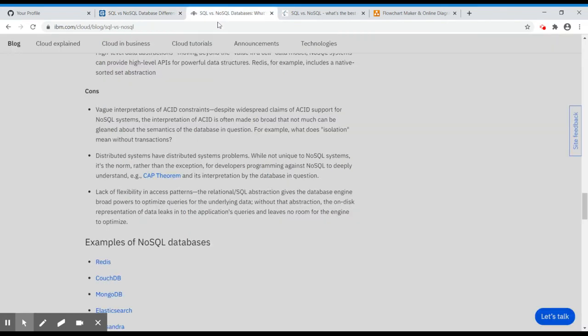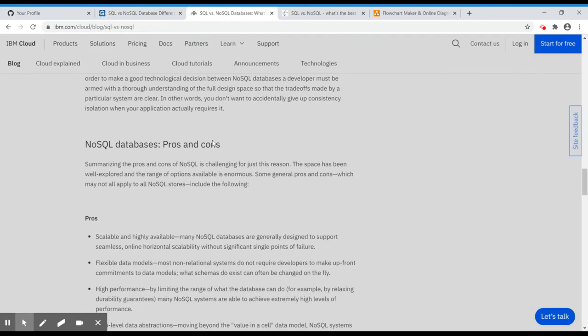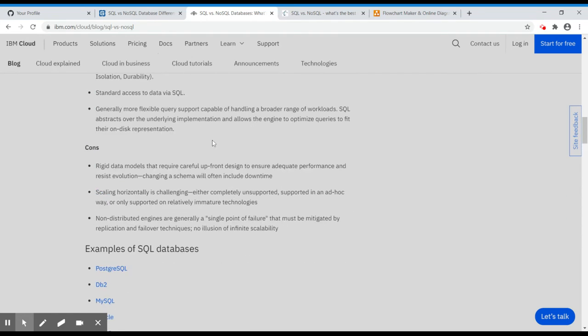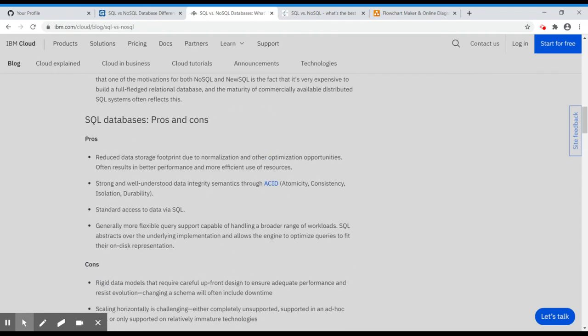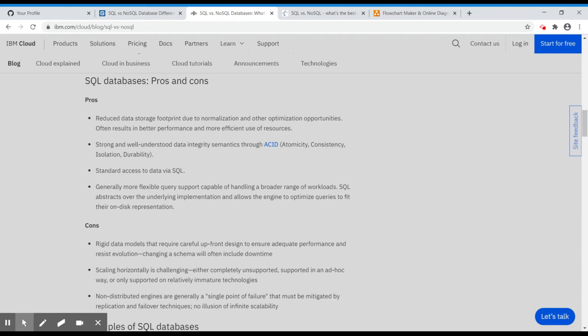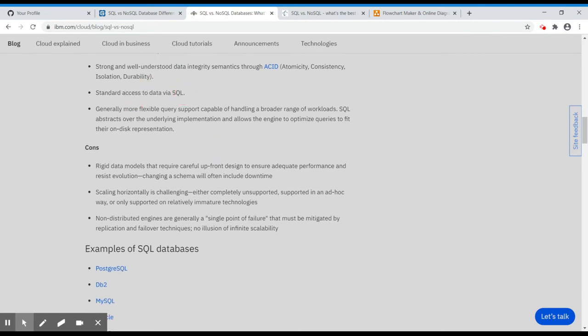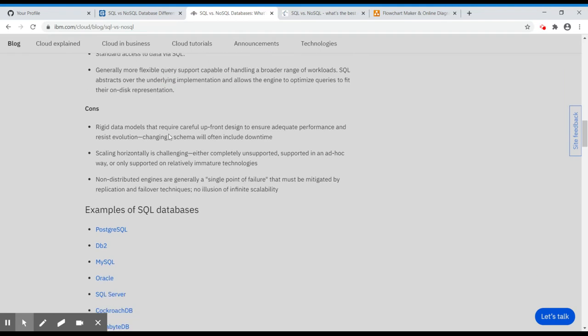And then into the next article from IBM, some of the pros and cons of SQL databases versus NoSQL databases. SQL databases have a smaller storage footprint because everything's structured, it's laid out, it's very well optimized because people have been using this for a very long time and in very similar ways because it's so set as what it is. You have good data integrity with ACID, which I'm going to talk more about in the next article. And you have standard access to data along with more flexible query support.